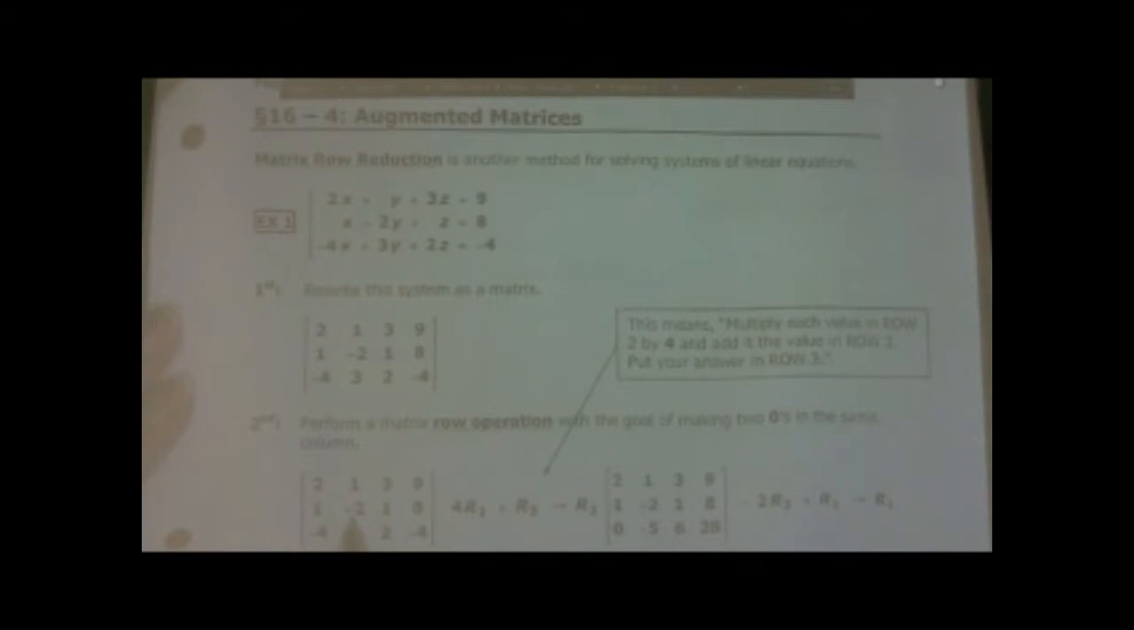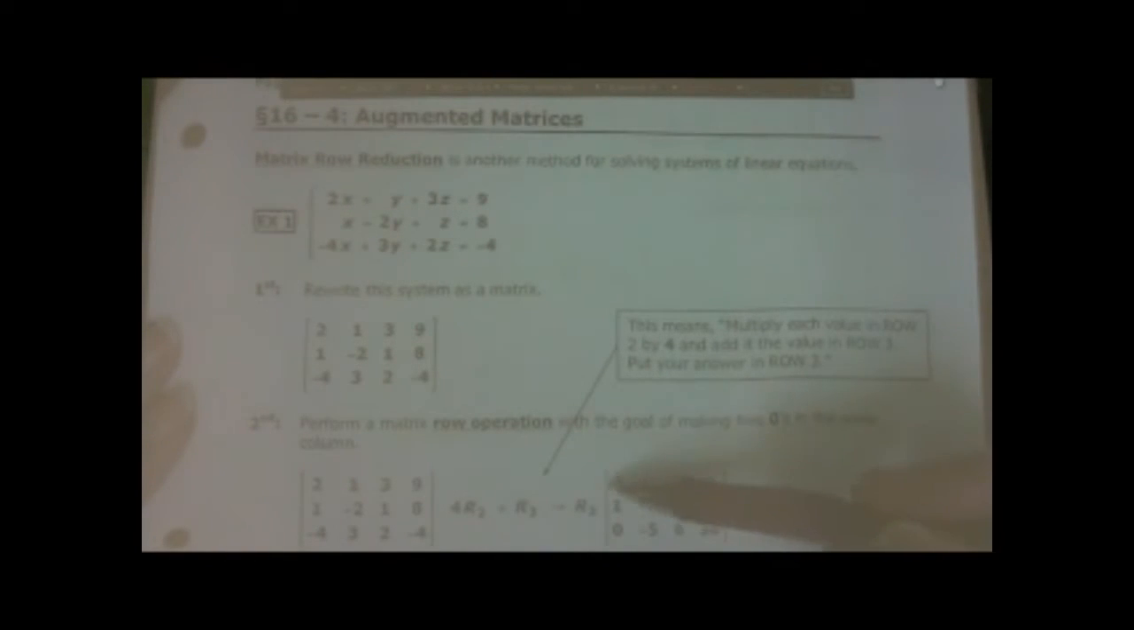-2 times 4 is -8. Plus 3 is -5. That goes in my third row. 4 times 1 is 4. Plus 2 is 6. The 6 goes in my third row. 4 times 8 is 32. Plus -4 is 28. And that goes in my third row. And my first 2 rows stay the same as they were in the previous matrix. They do not change. All right, but now I have a 0 here.